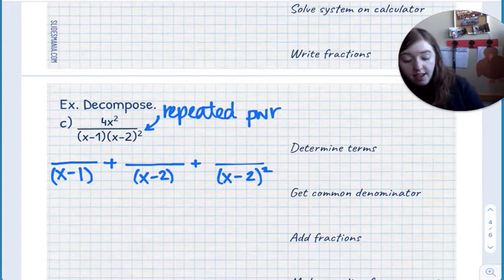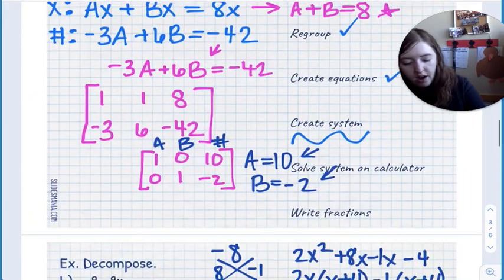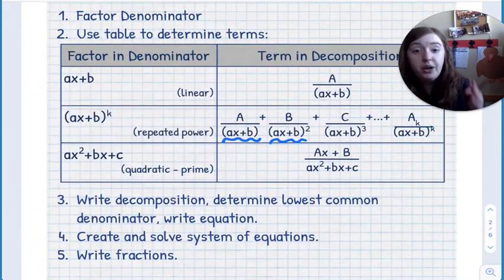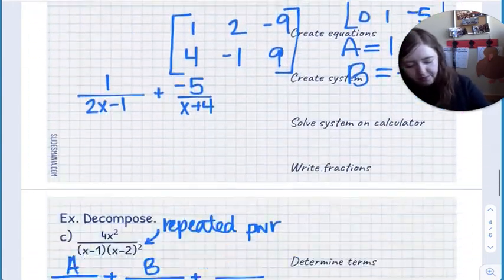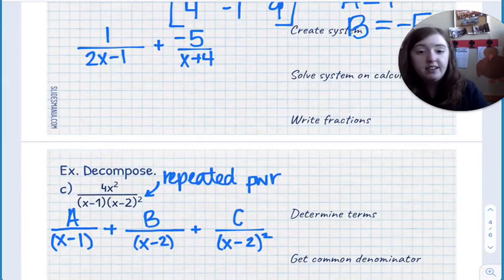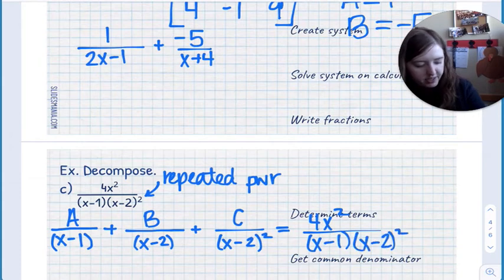Okay. Now, in the first fraction and in the second fraction, those are both linear, right? So we need to have an A and a B. Now, on this last guy, he's technically quadratic, right? Since he's squared. But remember, on a repeated power, we're supposed to just go A, B, C, D, and not worry about the power. So this guy's just going to have a C on top. Then we want this to be equal to 4x squared over x minus 1 times x minus 2 squared.